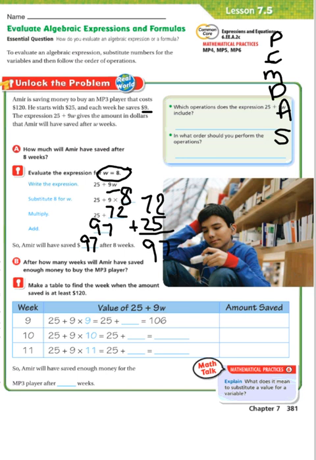B. After how many weeks will Amir have saved enough money to buy the MP3 player? Well, we have to go back up in the problem and look at how much it cost, and we see that it cost $120. Okay, so now we have a table. It says make a table to find the week when the amount saved is at least $120.